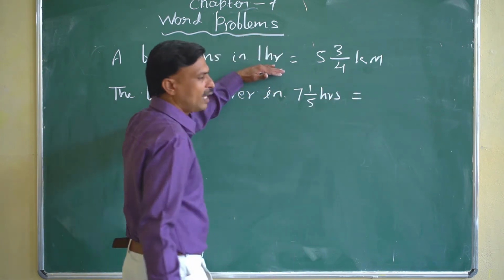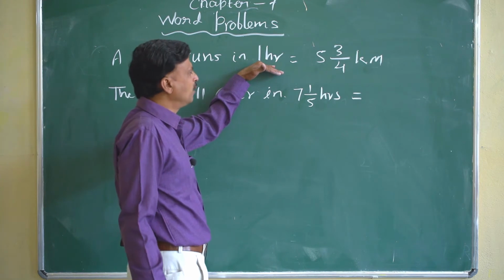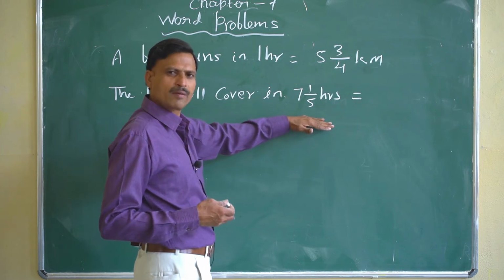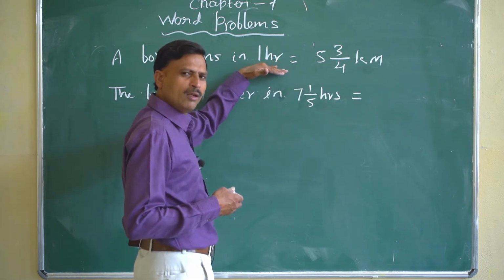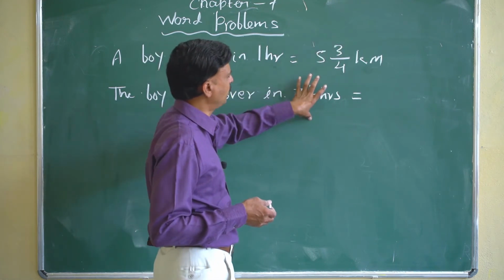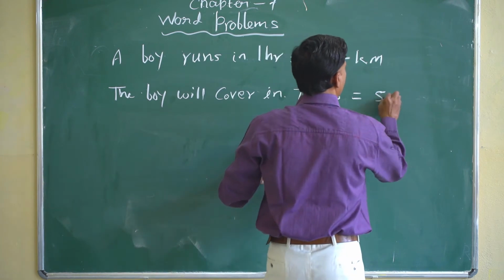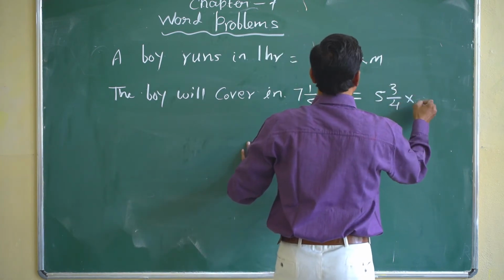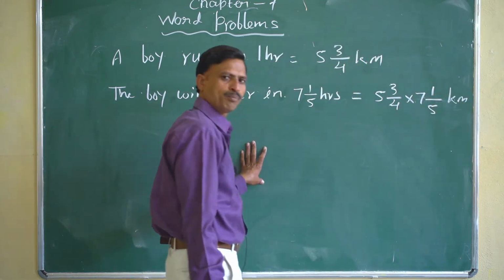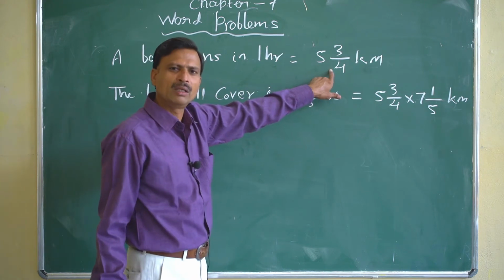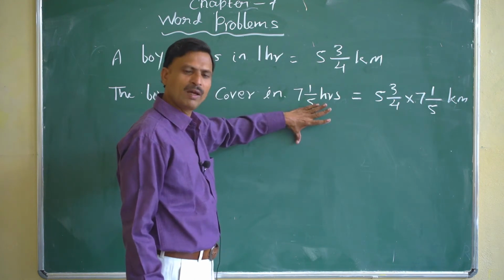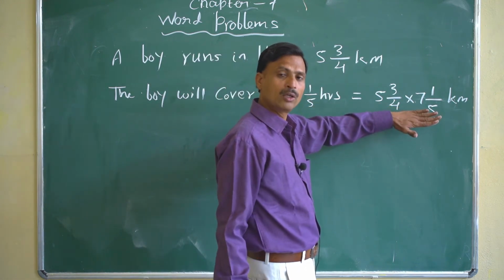So here also the distance covered by the boy in 1 hour is given, and we want to find out for more than 1 hour, that is 7 and 1 by 5. As I told you, if the value for the lesser quantity is given and we want to find the more quantity value, we have to multiply. So 5 whole number 3 by 4 will be multiplied by 7 whole number 1 by 5, and the answer will be in kilometer, because this many kilometers are covered in 1 hour. So in 7 and 1 by 5 hours, how many kilometers? That is multiplied.